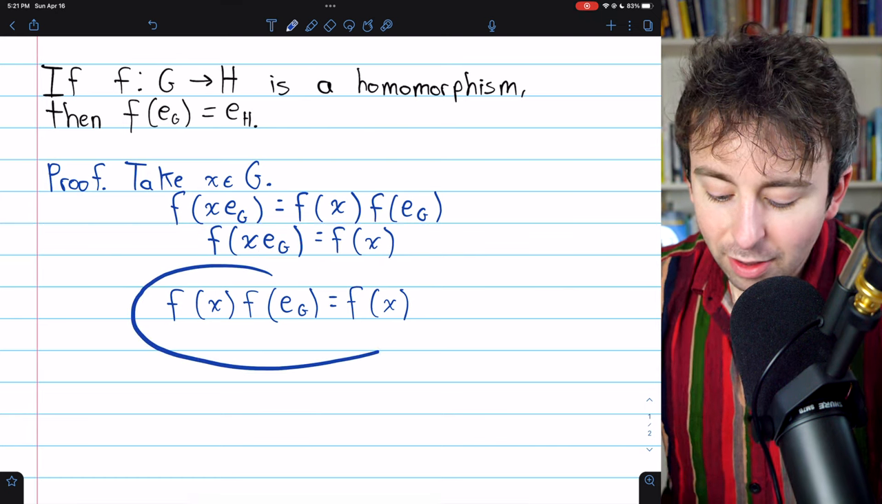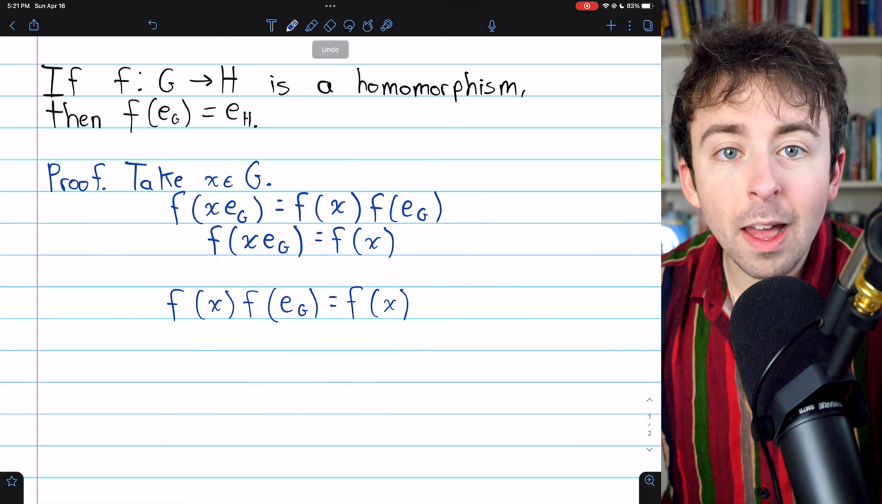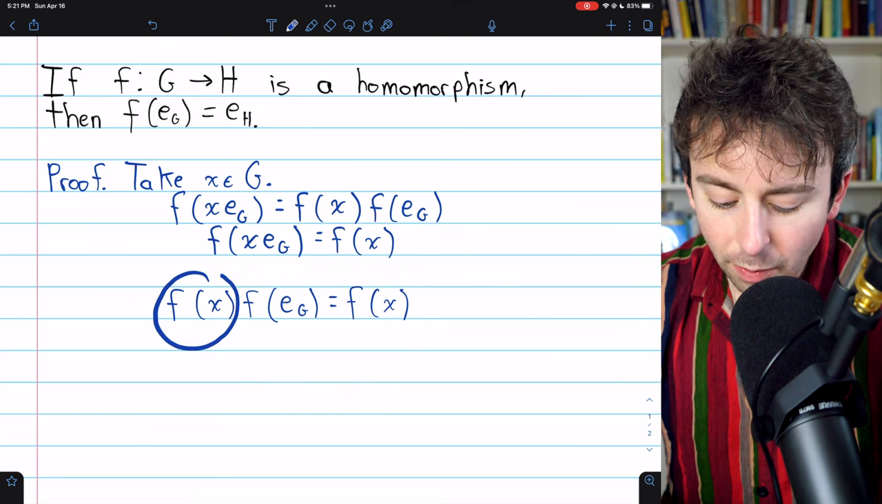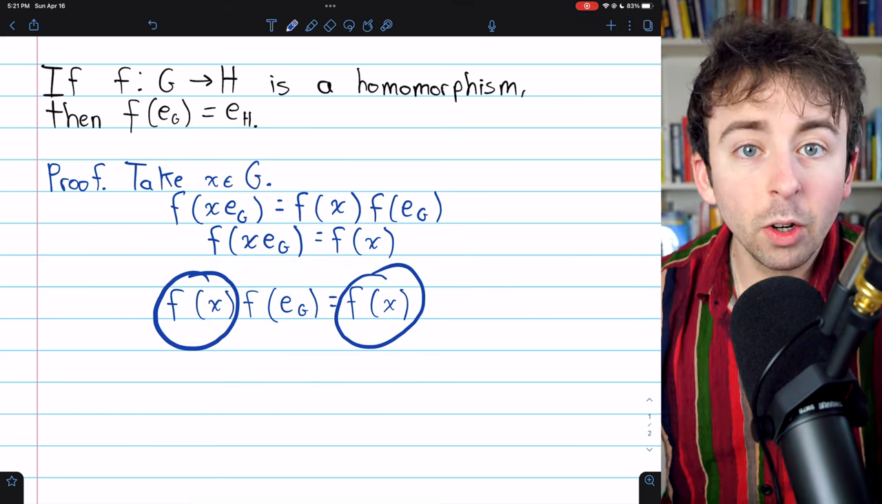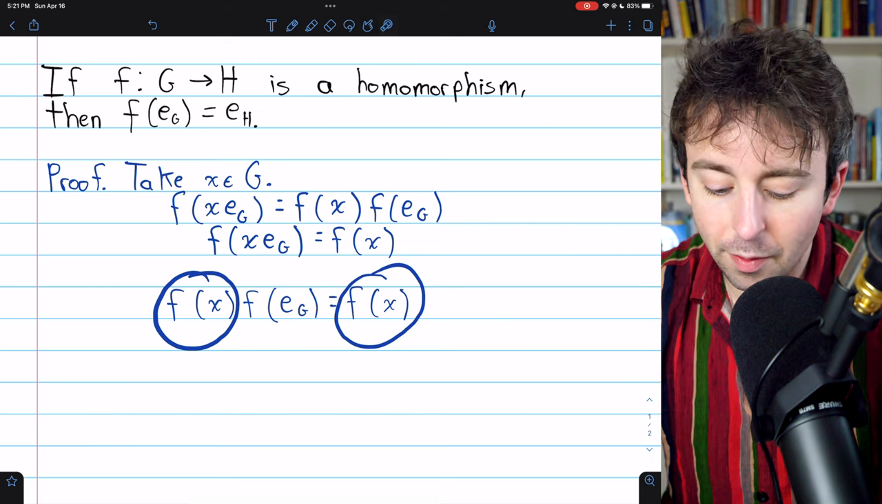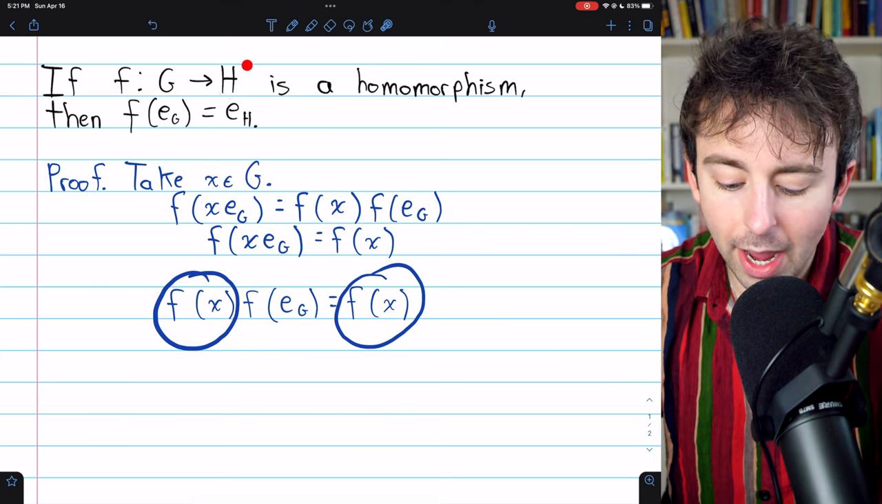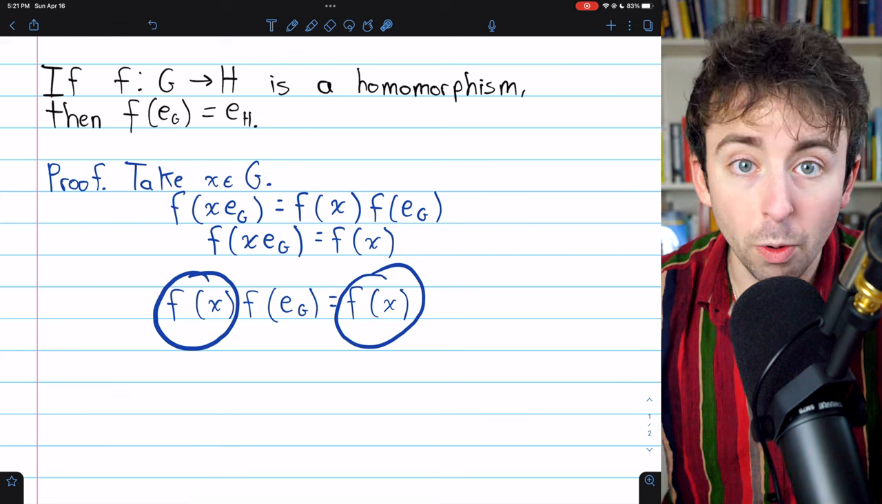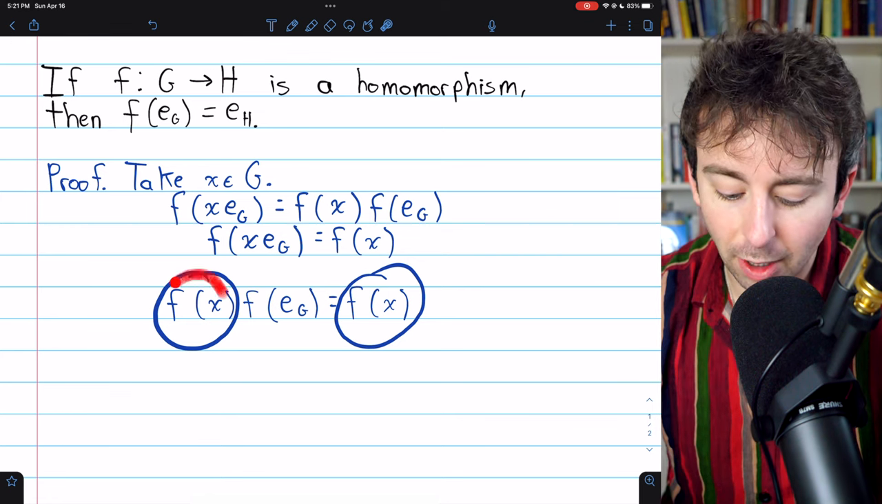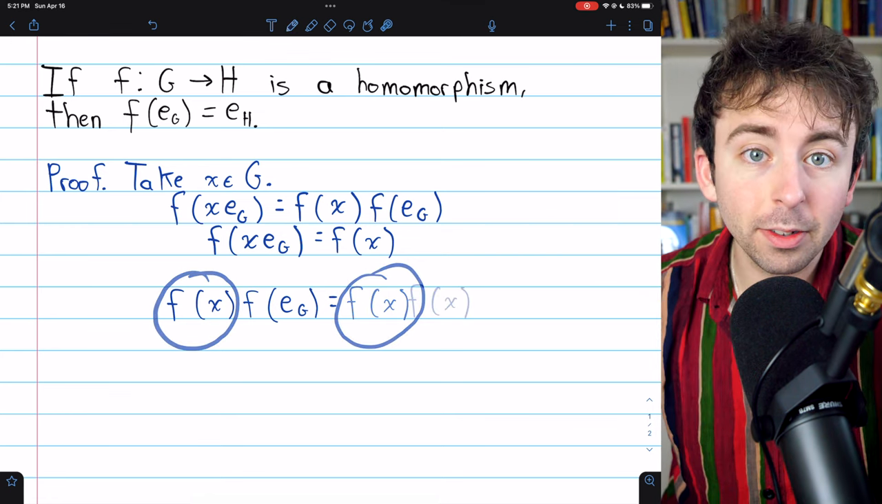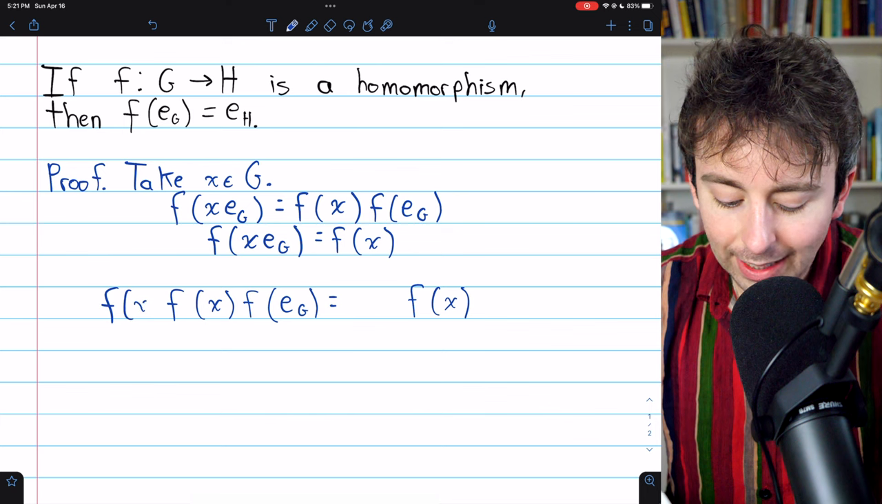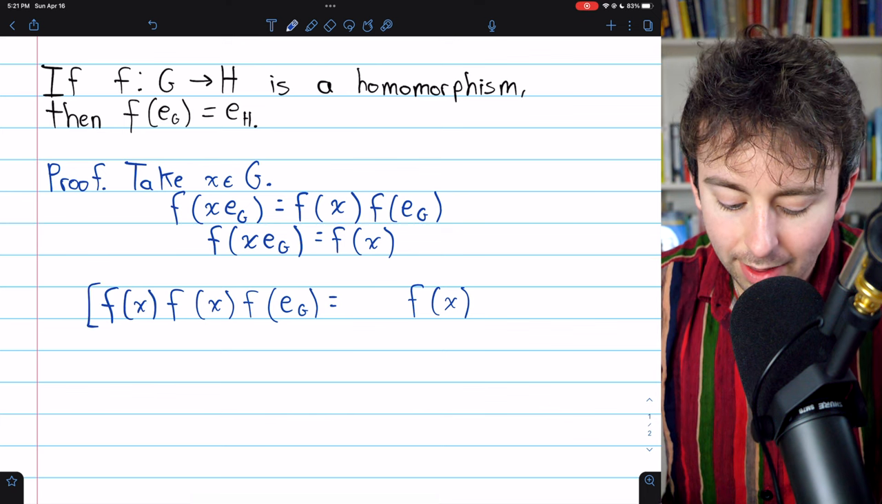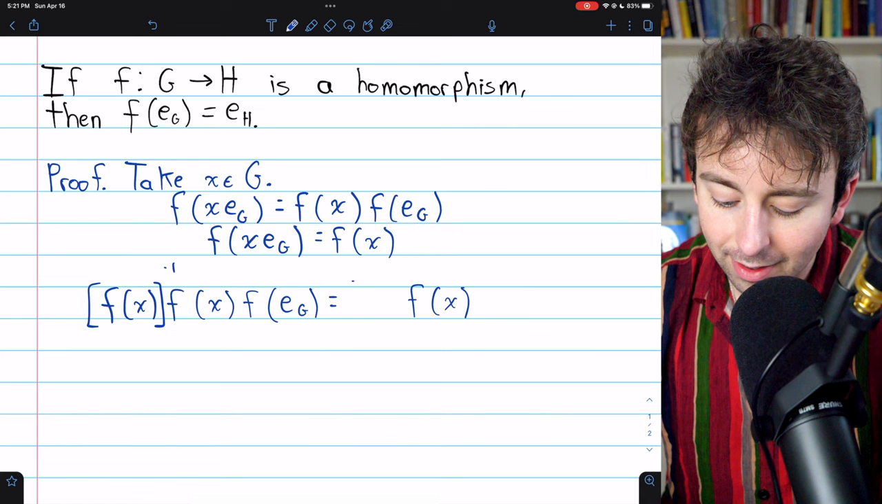Now we get this third equation, and we'll multiply both sides by the inverse of f of x. We know that exists because f of x is an element of the codomain. The codomain is a group H. So certainly this element of the codomain has an inverse. So we'll multiply on the left. Both sides of the equation get this factor of f of x inverse.